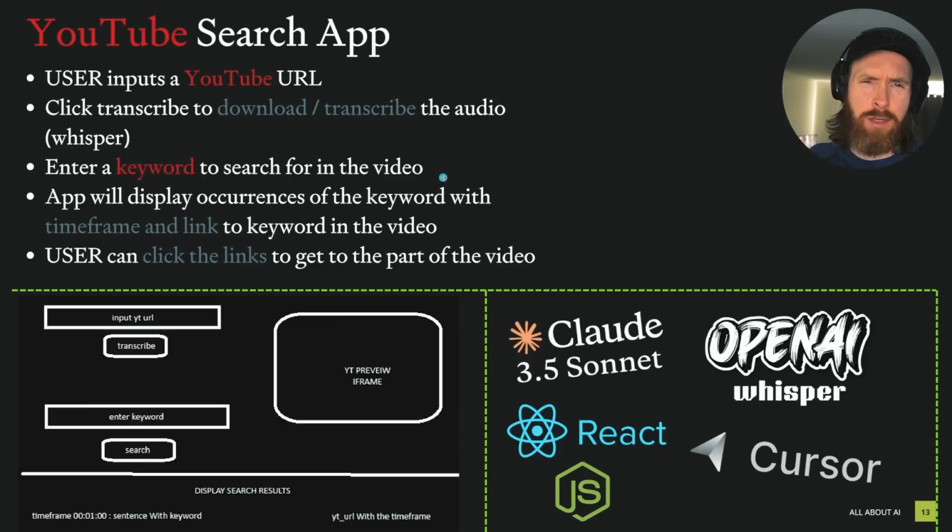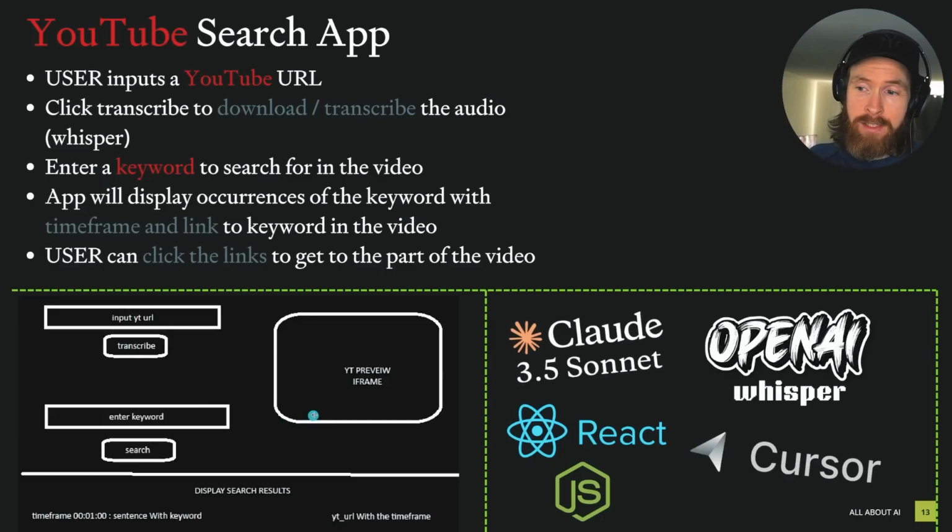This could be, if it's a big podcast, you may be wondering, do they talk about this in any segments in the video? So the app will then display the occurrences of this keyword with hopefully a time frame and a link to the keyword in the video. So the user then can just click on this link to get to that part of the video, as I guess you just saw in the intro demo, right?